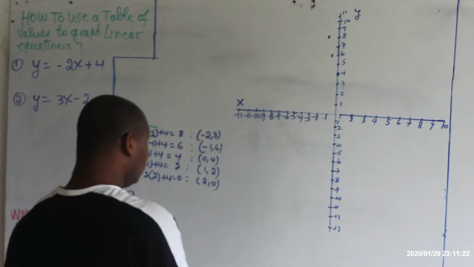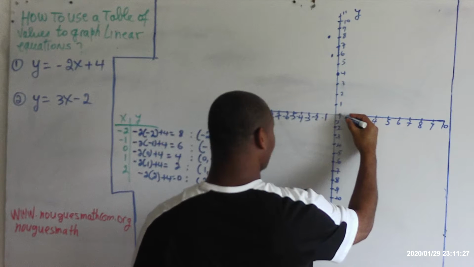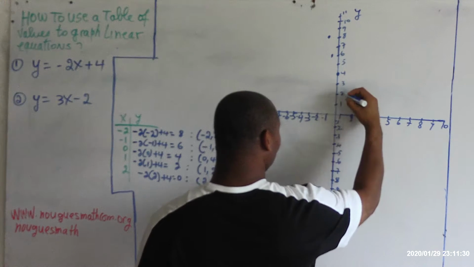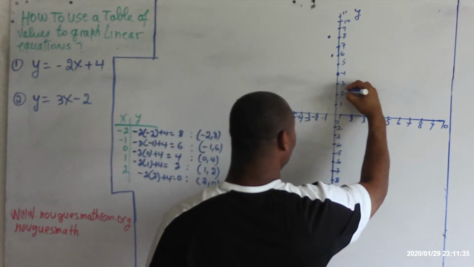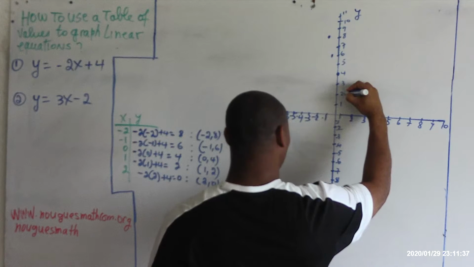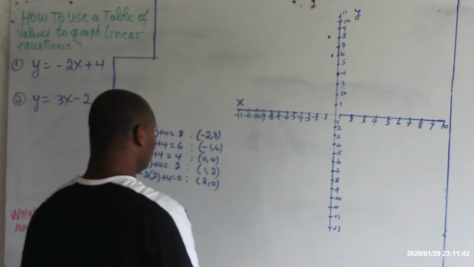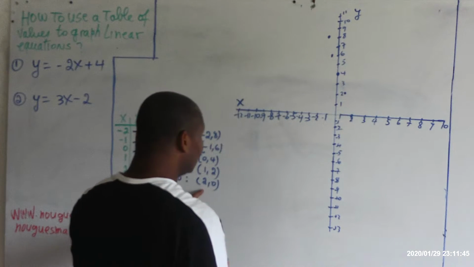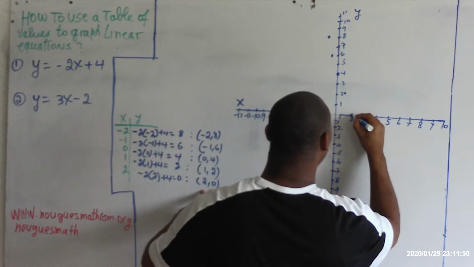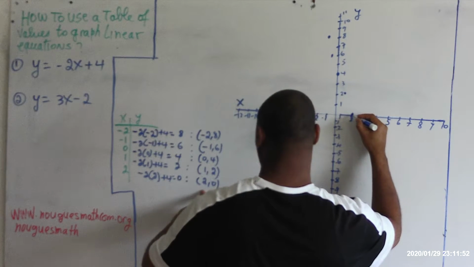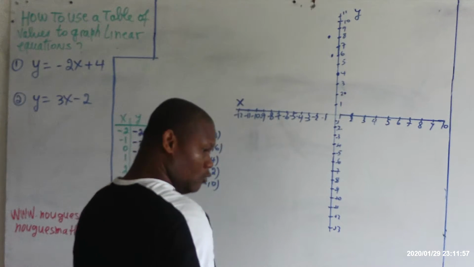Then 1 and 2. 1 is positive, this is 1 right here, and 2. 1 and 2 right here. Then 2, 0. This is 2 right here, and 0 right here. Okay. So now we're done with all the points.